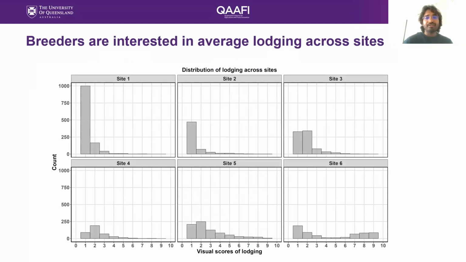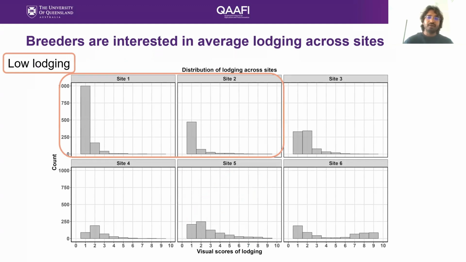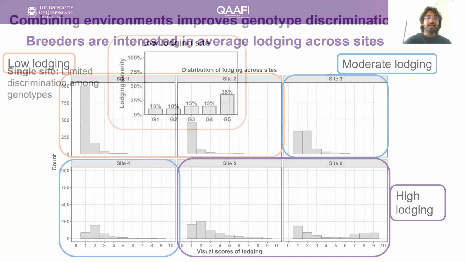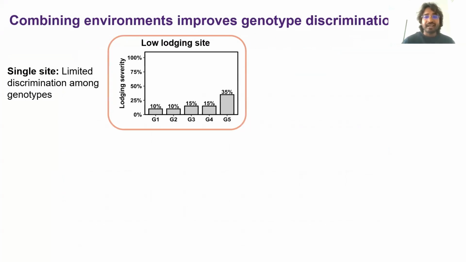And breeders are also interested in average lodging across sites. As I said previously, at the beginning of my presentation, Australian sorghum growing environments are very variable. That's the reason we observe high variability in lodging across sites. Some sites show low lodging, some moderate, and some high lodging based on our visual scoring. If we look at a single site, it may provide only limited discrimination among genotypes.